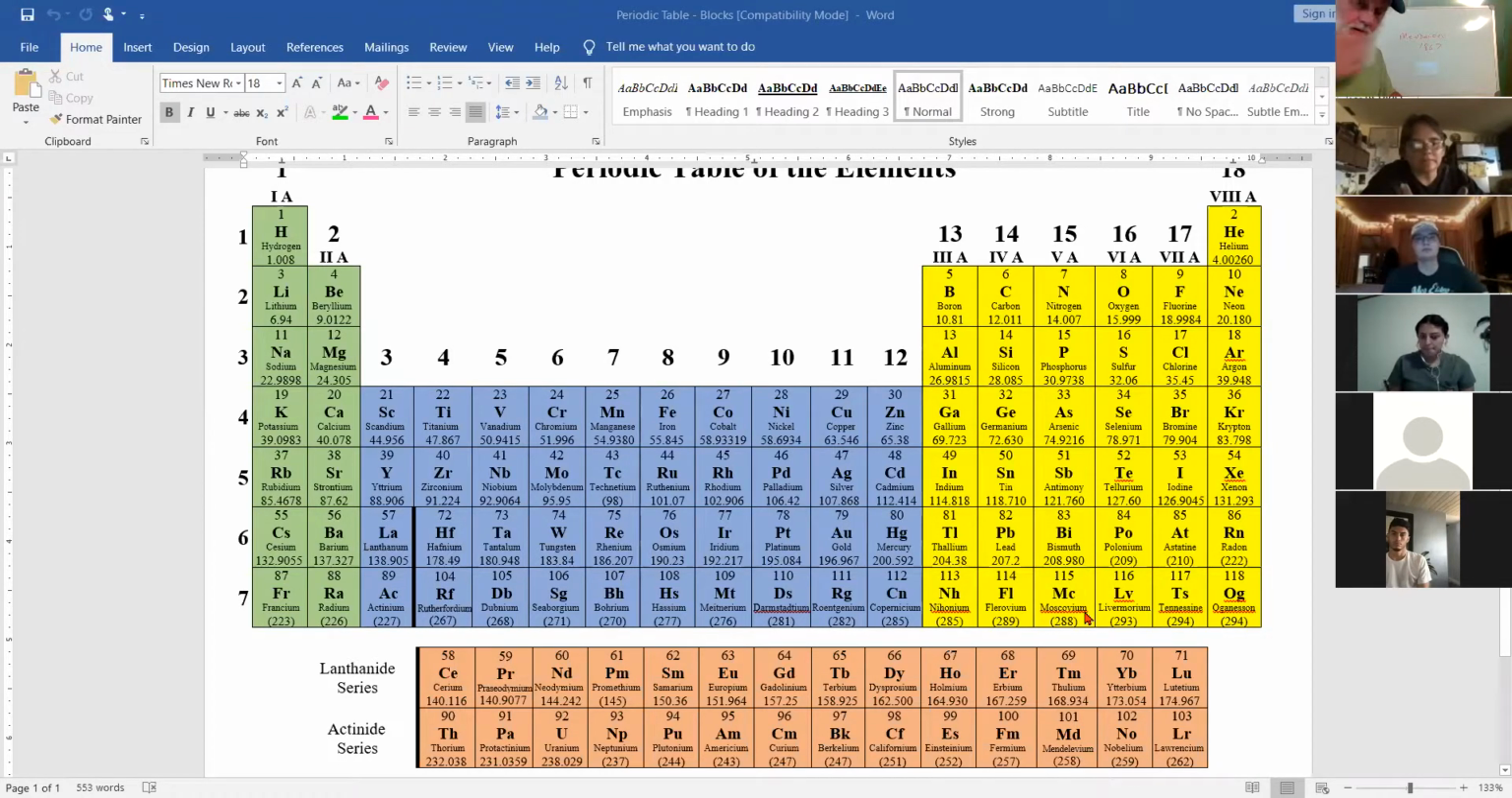So we have our first classification here, the block. We can just say, what block is it in? Notice, each of the 118 elements fits into one of these 4 blocks.